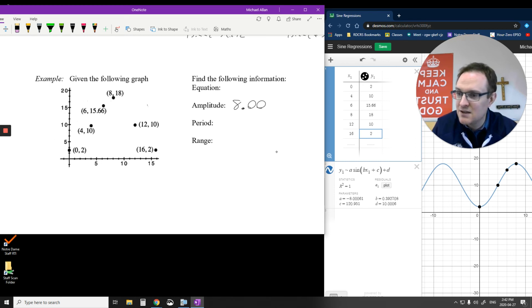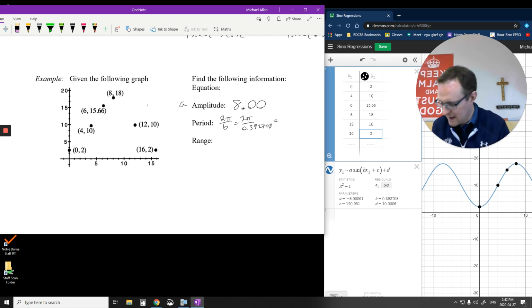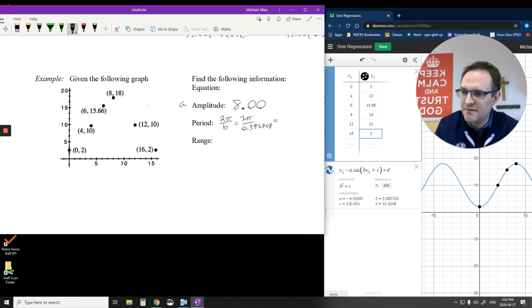My period, remember this graph is in radians, so I'm going to have to go 2 pi, that's my original period, divided by my b value. Remember, this is my b value, which is 0.392707. I'm going to put all the decimals there and round it afterwards. I'm going to divide by 0.392708. So we get a period of 15.9999. So I say 16.0. Looks pretty good. If you want to put an extra 0, there you can.